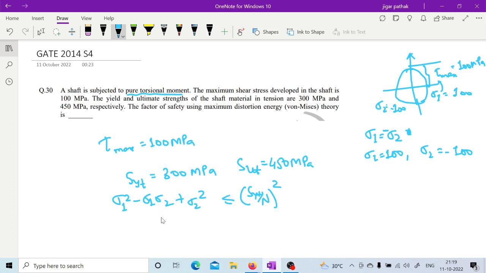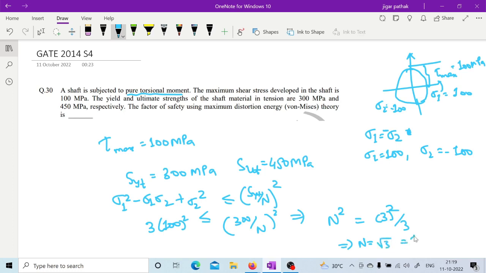So if you put sigma 1 and sigma 2 as plus and minus 100, then you will have 3 into 100 square less than or equal to 300 by n square. So if you further write, then you will have n square is equal to 3 square by 3. So it means n is equal to root 3, which is equal to 1.732. Okay, is it correct? Yes, sir. Okay, so now let us go to the next one.